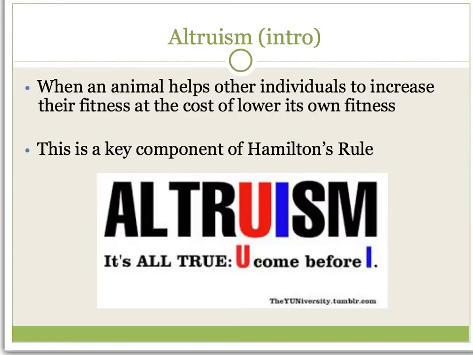Inclusive fitness is one of the examples of altruism in nature. Altruism is when an animal helps other individuals to increase their fitness at the cost of lowering its own fitness. This is a key component of Hamilton's rule. Like the picture provided in this slide, you always come before I.